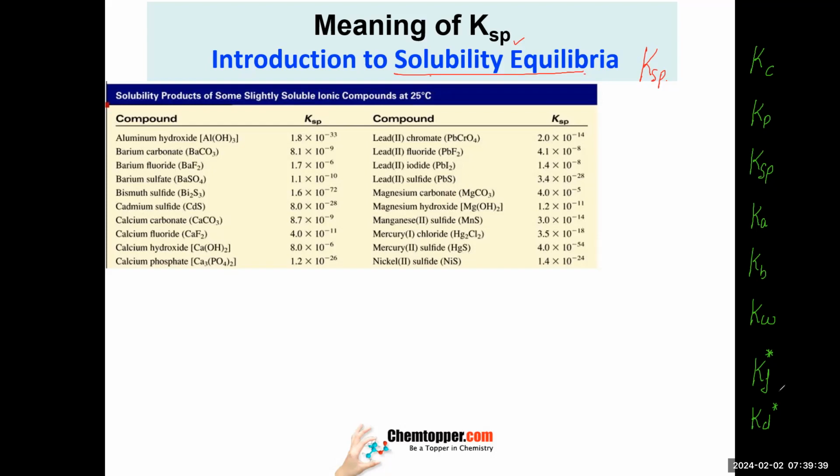Okay, so these are very important, all these. So in this unit 7, we are going to do Kc, we have done, Kp we have done. We are doing Ksp now, the last. And in unit 8, we are going to do all these. Okay. So Ksp, let's try to understand Ksp. Ready?